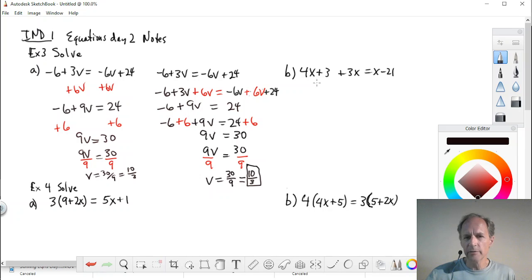Look at this. Always look, can you combine like terms? You got 4x here, you got 3x here. We got to combine those before we do anything else, right? 4x and 3x is 7x. On the other side, it doesn't change. Now we'll get rid of our x. So we're going to subtract x from both sides.